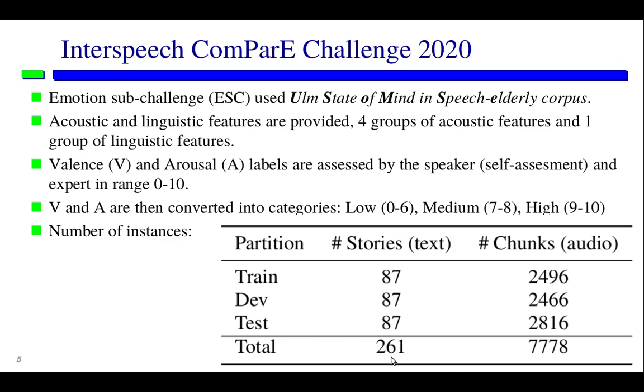The number of stories is 261, and the number of chunks is 7,000. One chunk is about 5 seconds. Although the dataset is balanced between train, development, and test, each category, for example low, medium, and high, is imbalanced. Maybe the most is in low because the score is from 0 to 6.